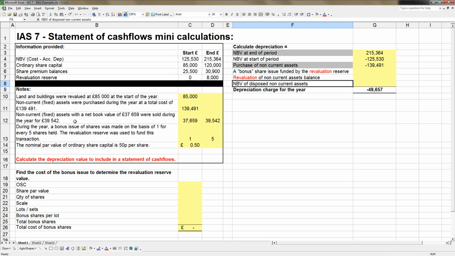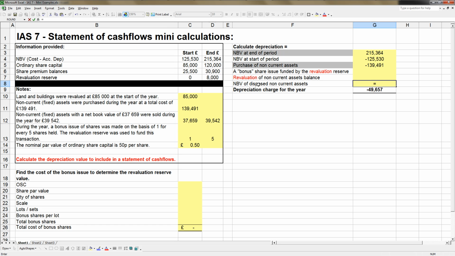Now let's do these two together, because they do interrelate. So it's a unique question. I want to make sure that you can do this. So let's just look at the information relating to the revaluation and the bonus issue. You've got a bonus issue which states: during the year a bonus issue was made on the basis of 1 for every 5 shares held. The revaluation reserve was used to. So let's have a look at this.